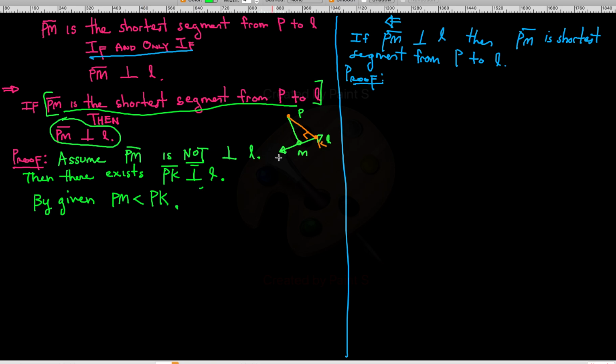However, if we look, triangle PMK is a right triangle with what as its hypotenuse? Well, if this is the right angle right here, the hypotenuse is opposite the right angle. So PM would be the hypotenuse in this case, with PM as hypotenuse.